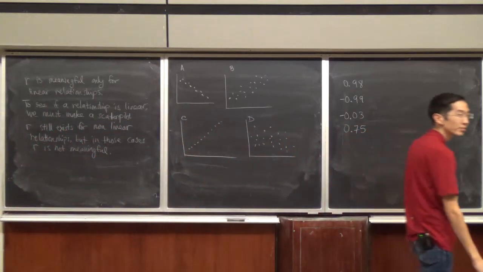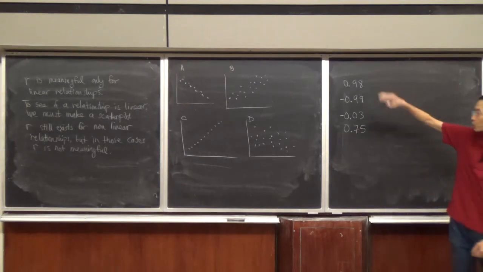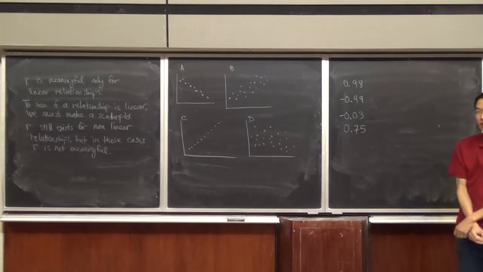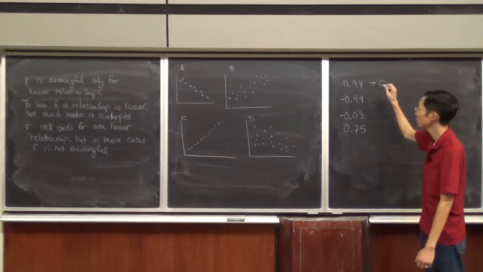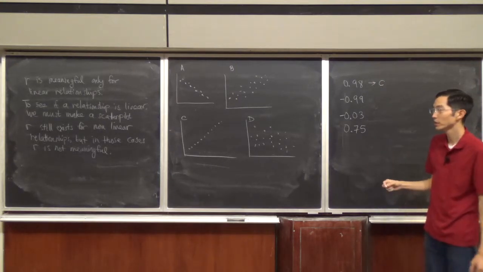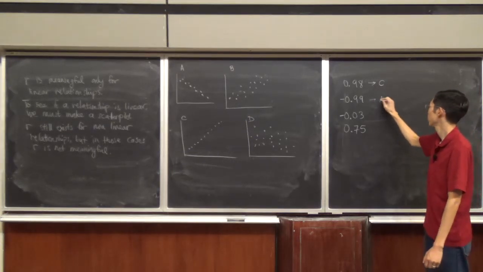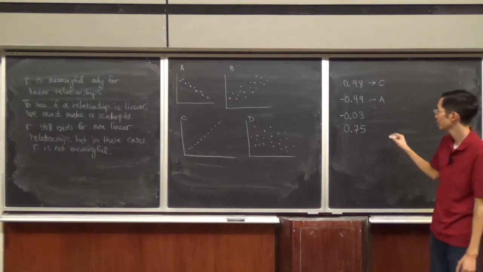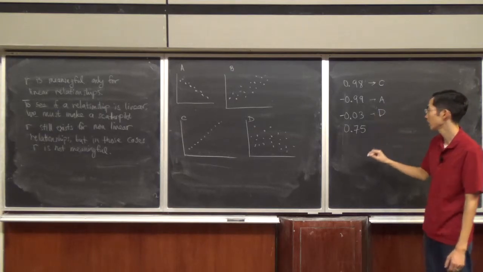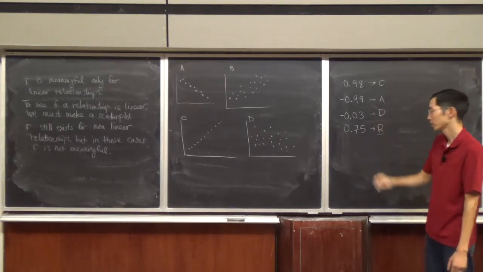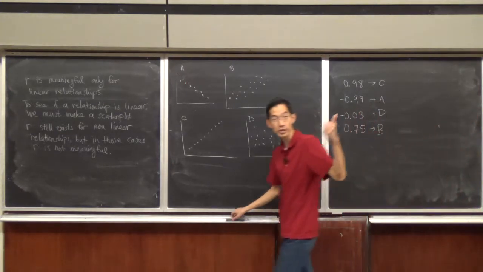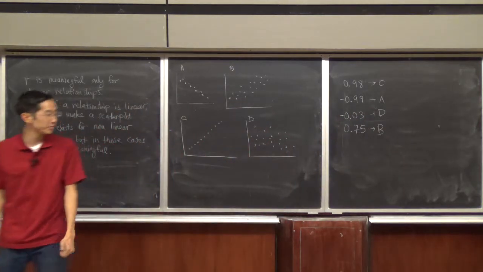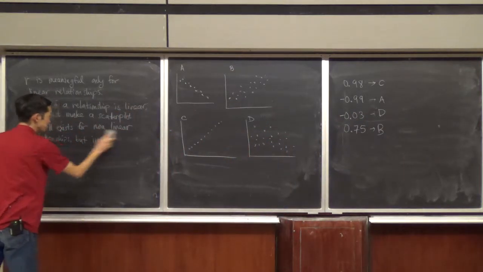Okay, are we good? Okay, so which one has a correlation of 0.98? C. This would correspond to graph C. What about negative 0.99? A. Negative 0.03? D. And this one would be B. Okay. Is it good with everyone? All right.